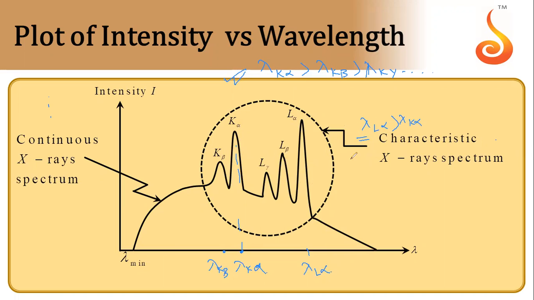So like that, we can plot the curves. You have to calculate the energy difference between the orbits, and from the energy difference, you can calculate the wavelength of the photons or X-rays being emitted. Okay, thank you.